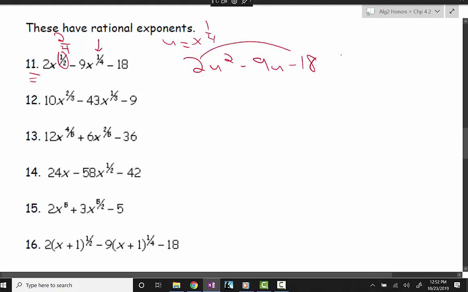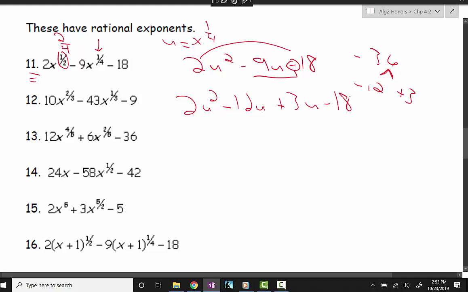We want the factors of -36. Let's subtract to give us 9. So which ones are 9 apart? You guessed it, 12 and 3. So -12 plus 3. So 2u squared minus 12u plus 3u minus 18.